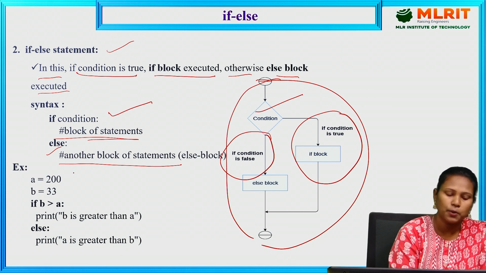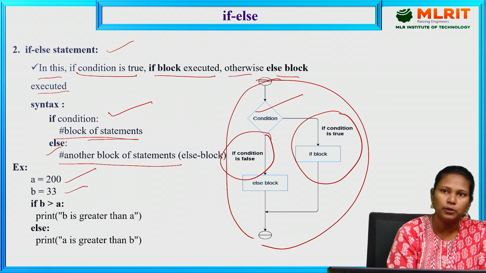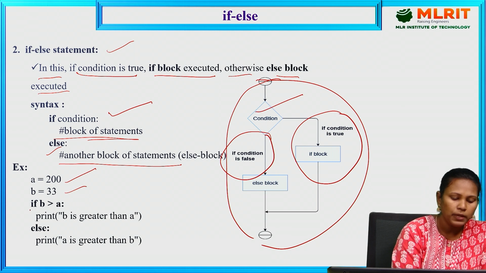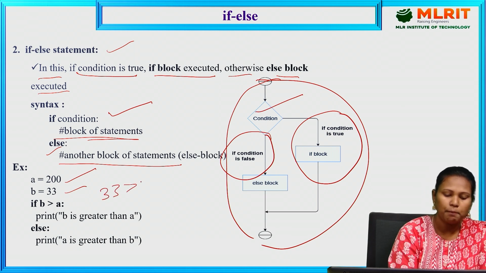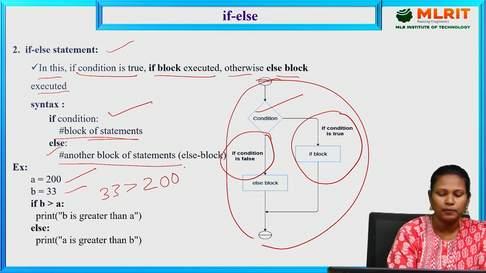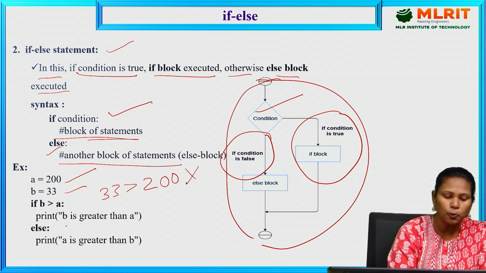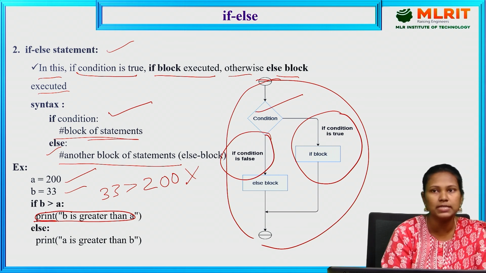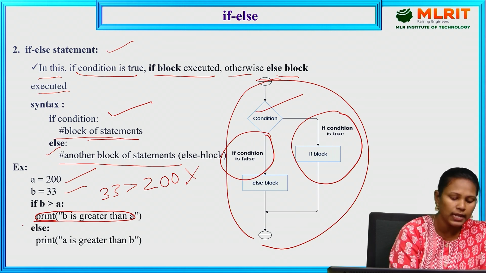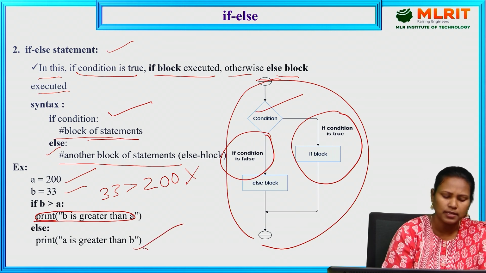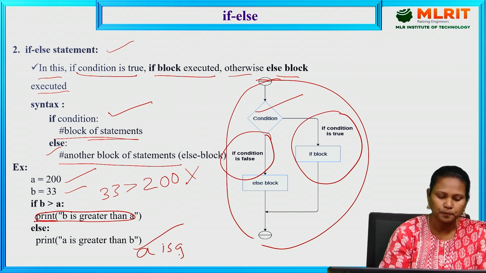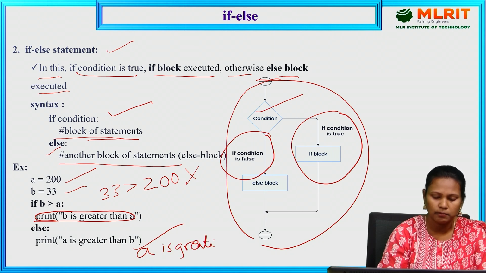So A is equal to 200, B equal to 33. Now, B greater than A. Now 33 is compared with 200. The condition failed. It doesn't go to the if block. It skips this statement and goes to the else block. It prints A is greater than B.